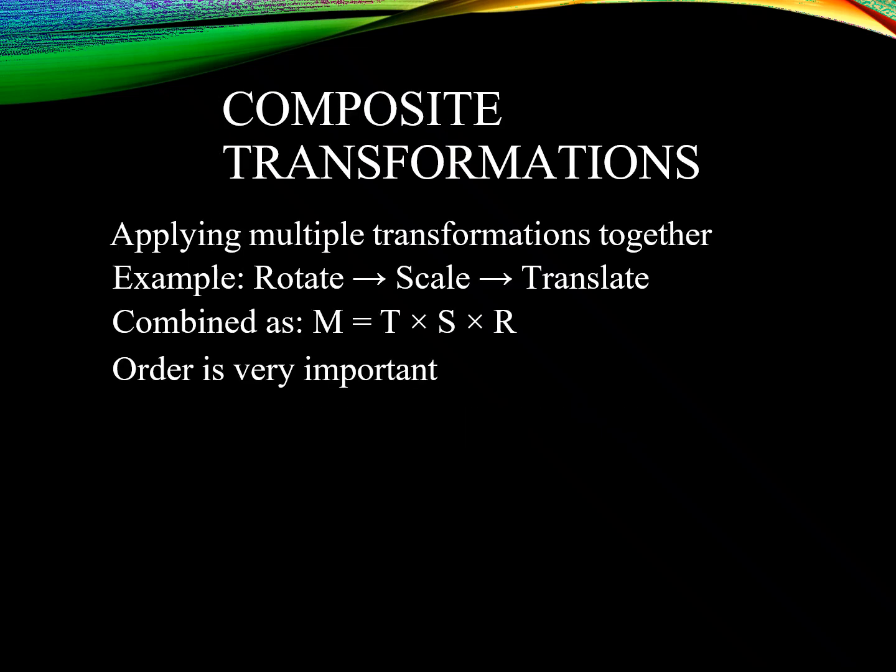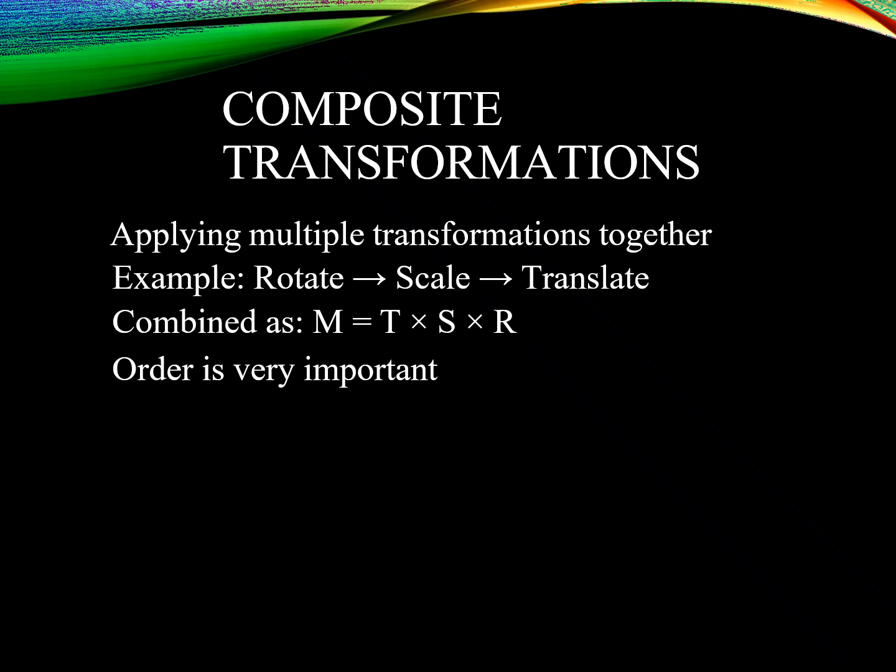Instead of applying operations separately, we multiply all the transformation matrices together. The resulting matrix is called the composite transformation matrix. One very important point is that the order of multiplication matters. Changing the order produces different results. Therefore, transformation order must always be carefully chosen.